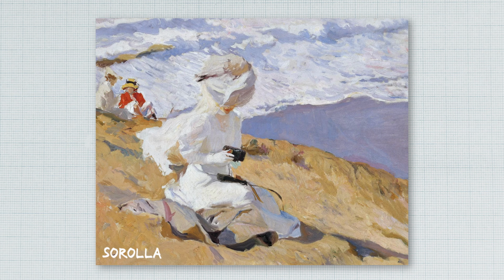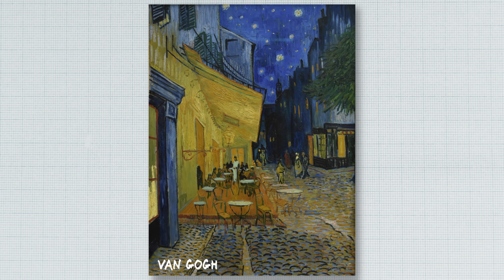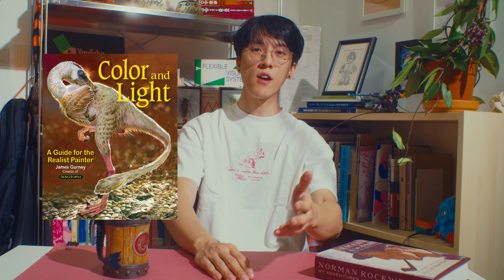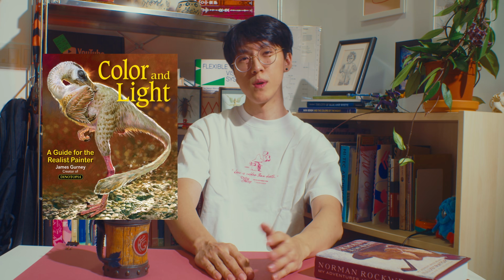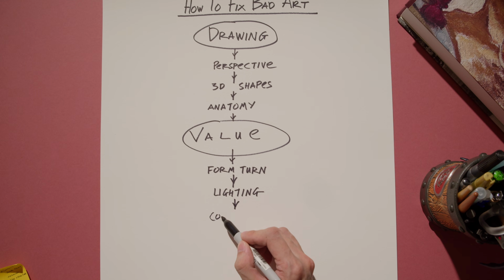Lighting can also help you tell a story. A bright sunny afternoon is gonna have a completely different mood to an overcast day. Now use that to your advantage. Now, you can check out Color and Light by James Gurney if you want to learn more about lighting.